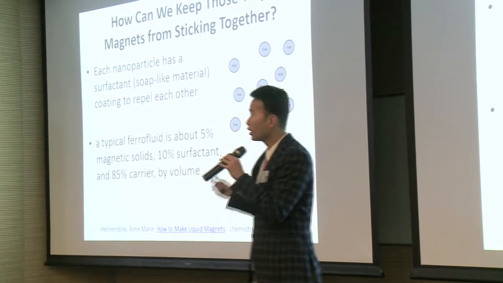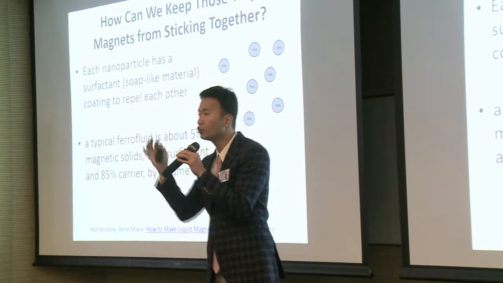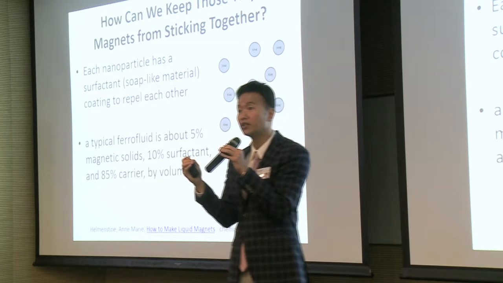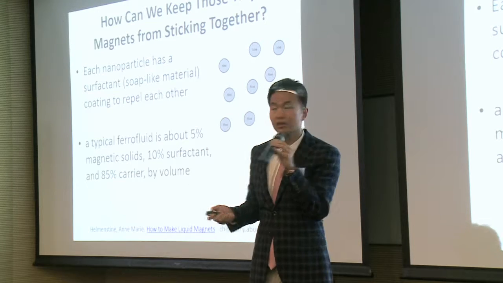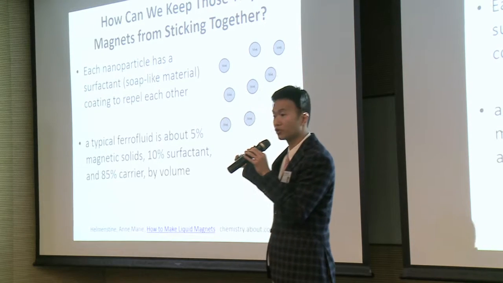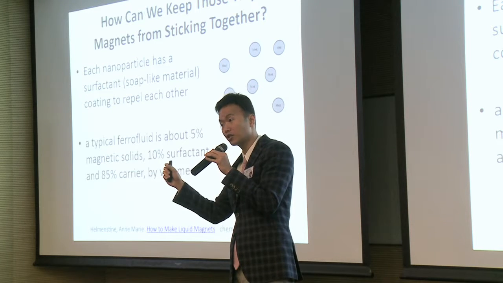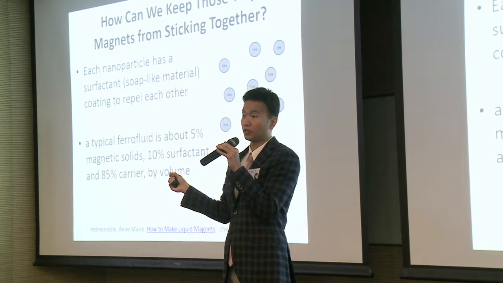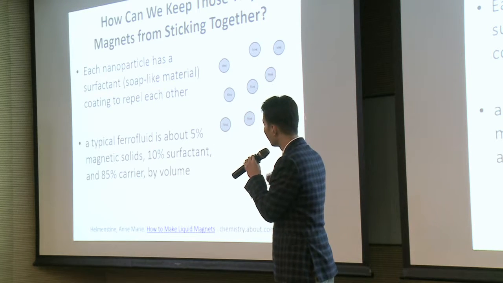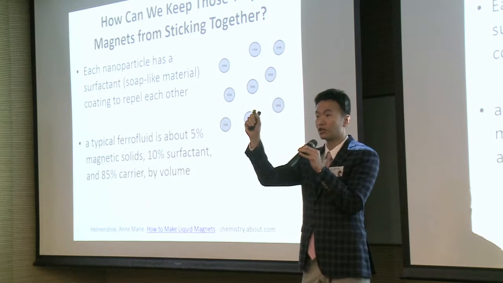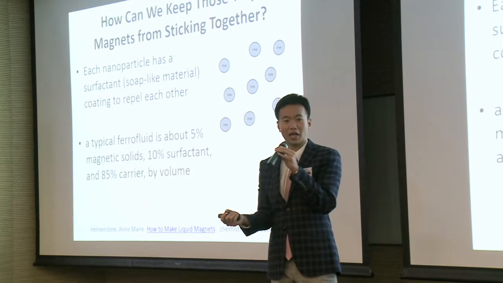Okay, so how can we keep all these tiny magnets from sticking to each other? Basically, we coat them with a surfactant. Think of a surfactant as a material that's like soap. Okay, and they have charges. In this case, we have some positive charges on the surface of this little tiny magnet, so that positive charges and positive charges repel each other, and they don't stick to each other. Okay, so that's one way that we can keep this ferrofluid from sticking together. Otherwise, all these little tiny magnets will stick together, and then they'll just sink at the bottom. Then it won't work.